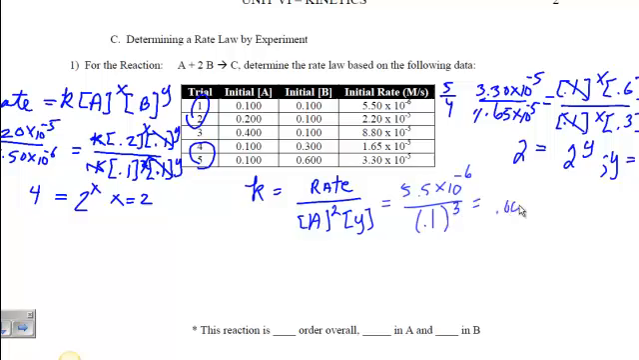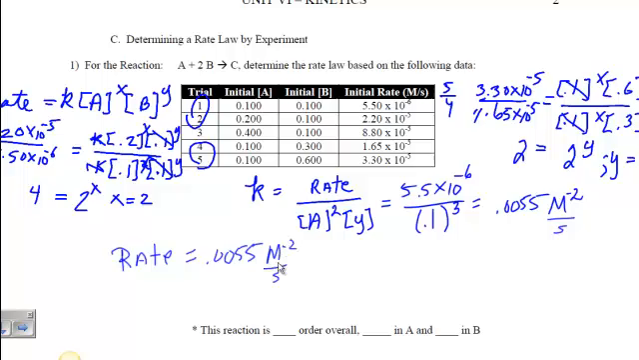which gives us 0.0055 meters to the negative 2 per second. Okay. And our final rate law then becomes rate equals 0.0055 times A to the second power, B to the first.